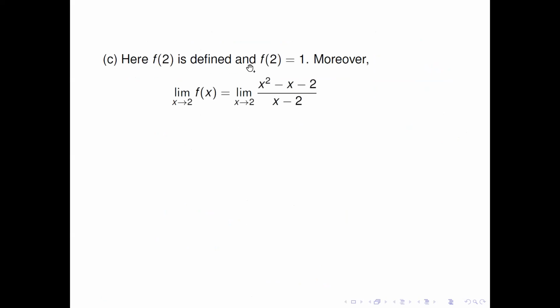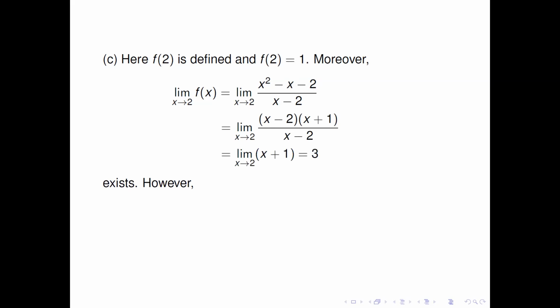Here, f of 2 is defined and its value is 1. And we can calculate this limit. We can say the limit as x goes to 2 of f of x is the limit as x goes to 2 of this expression. We can factor the numerator and we can cancel the x minus 2 in the denominator. And now we can see that the limit as x goes to 2 of x plus 1 is 3. However, the value of the function we've said at 2 must be 1. And so the limit is not equal to the value of the function. And so this function is not continuous at x equals 2. Okay, it is discontinuous at 2.